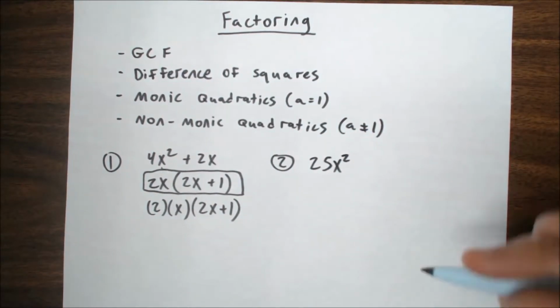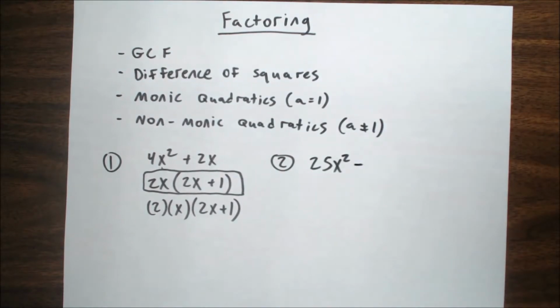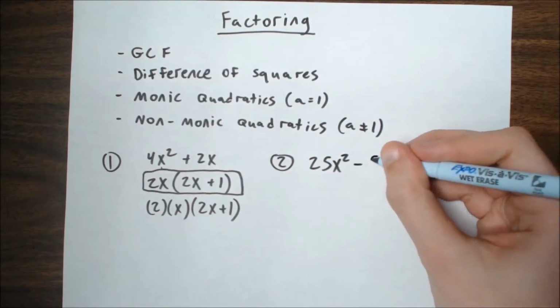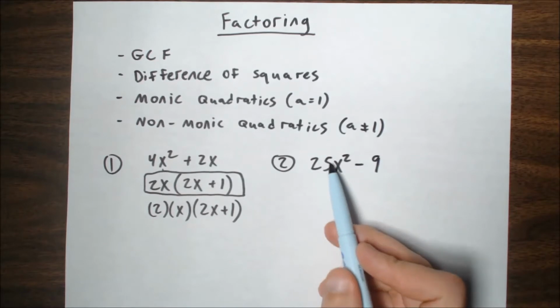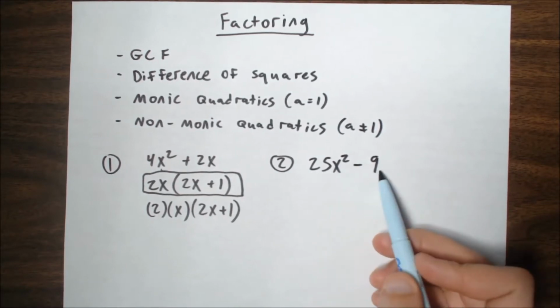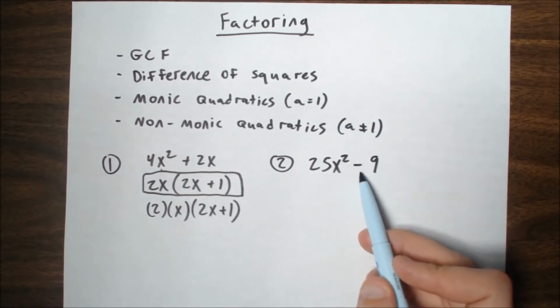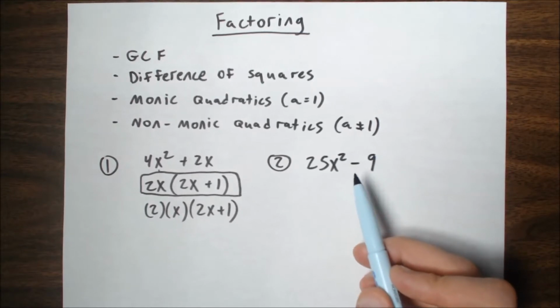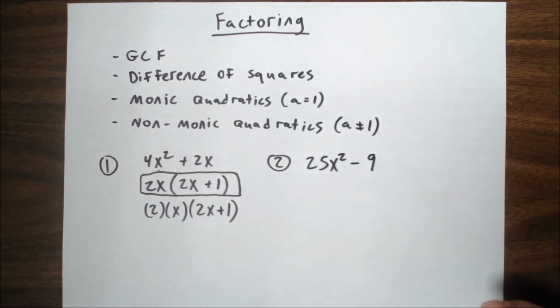That's a perfect square. And I'm going to subtract from that another perfect square, so maybe 9. 25x squared is a perfect square, and so is 9, and there's a subtraction sign in the middle. So again, if the instructions are to factor, and I see it's only got two terms, and both of those terms are perfect squares, I'm going to use the difference of squares method.